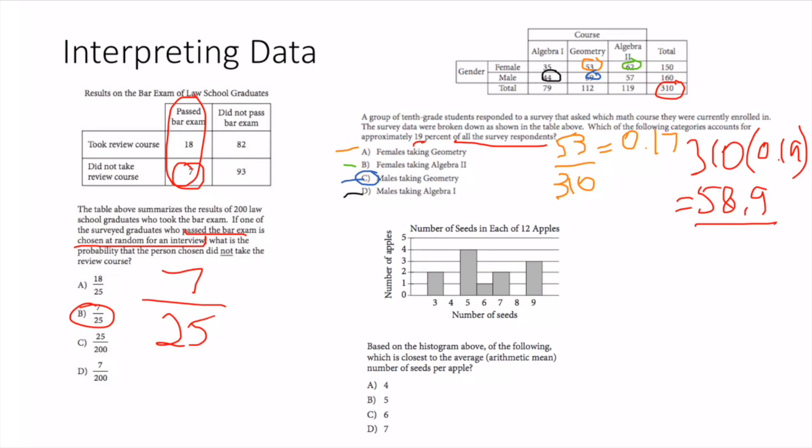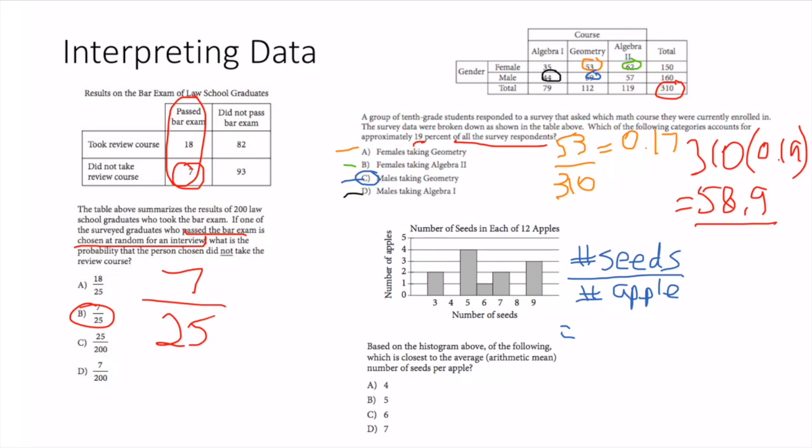Okay, so next example here, I have, based on the histogram above, which is closest to the average number of seeds per apple. Okay, so I'm looking for the mean here. I'm looking for number of seeds per apple, so I'm going to divide by the number of apples. Okay, so the number of seeds here. I'd have to do a little bit of work to find the number of seeds.